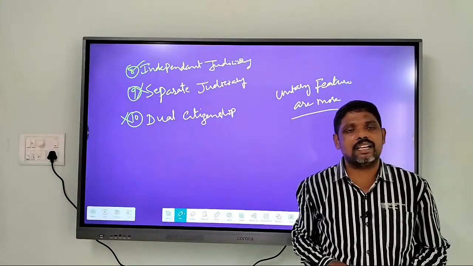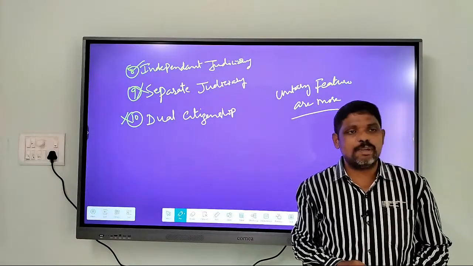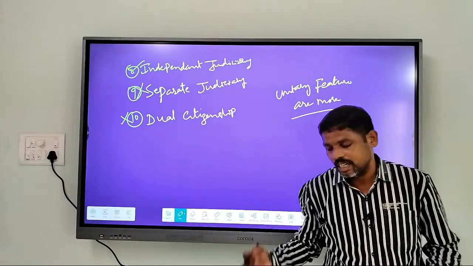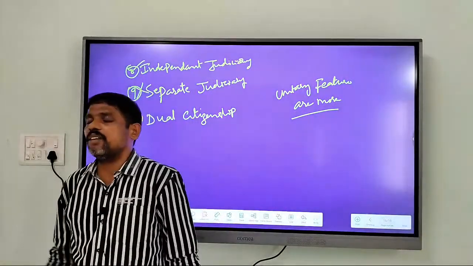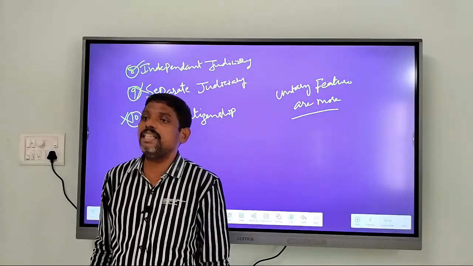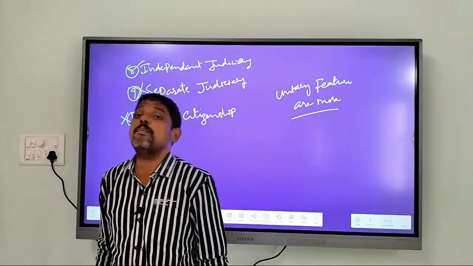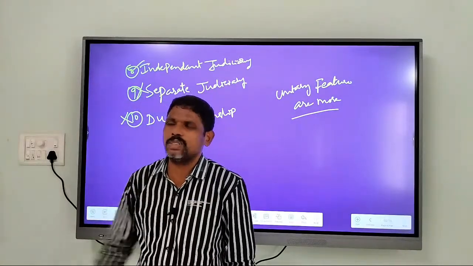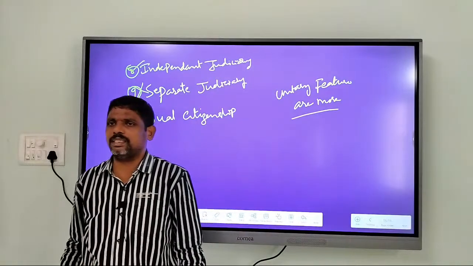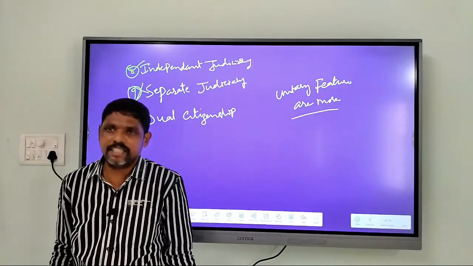Ivor Jennings and Granville Austin have commented on the Indian Federation, saying that it is a federation with centralizing tendency. It is also described as a cooperative federation. So these are different descriptions of the Indian Federation.